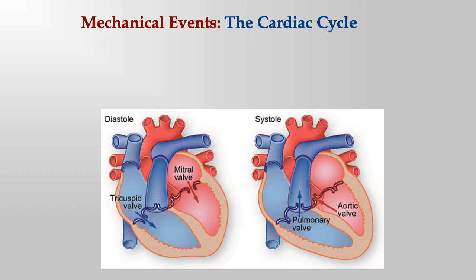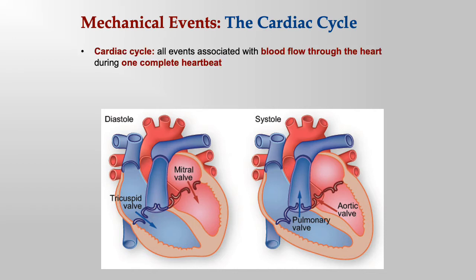We've been looking at electrical events in the heart. Let's look at mechanical events. The cardiac cycle. The cardiac cycle is all the events associated with blood flow through the heart during one complete heartbeat. We have what's called systole and diastole. Systole is when the heart contracts. Diastole is when the heart relaxes.